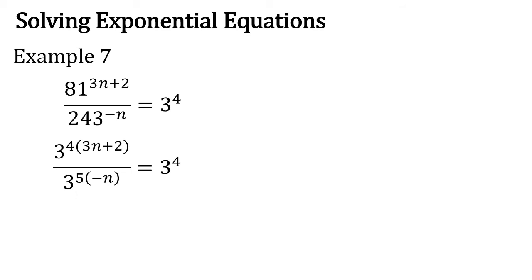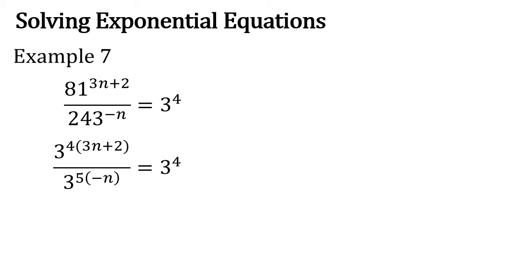And then 243 can be expressed as 3 to the fifth power, so that's 3 raised to 5 times -n. Okay, so the exponents given, 3n plus 2 and -n, I wrote inside the parentheses to indicate that they are the original exponents, and then those 4 and 5 outside came from 81 and 243 respectively.